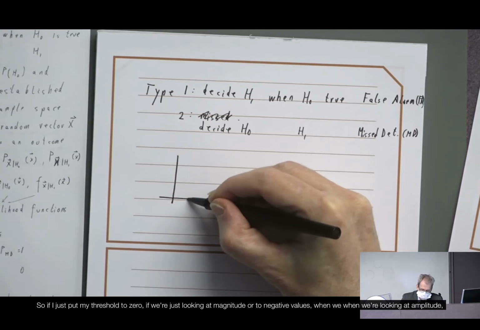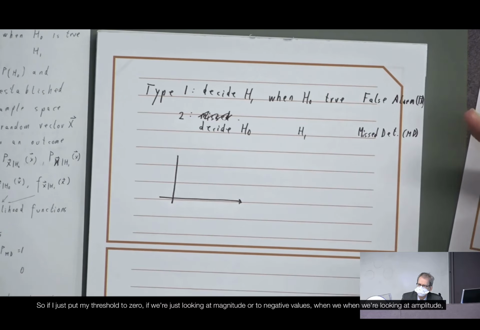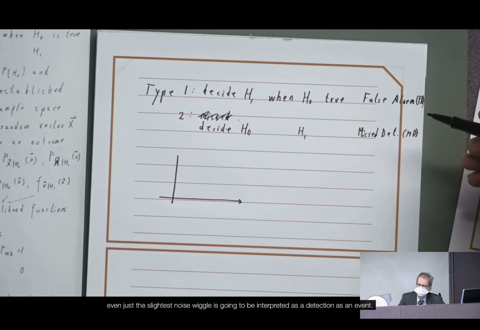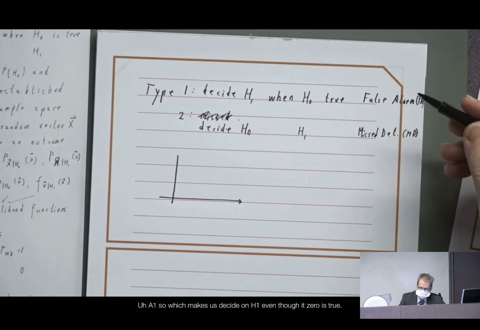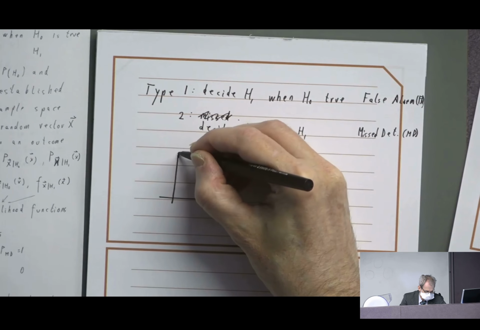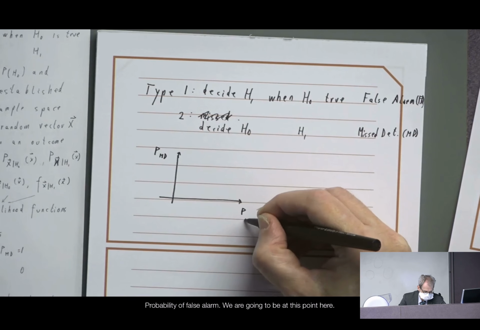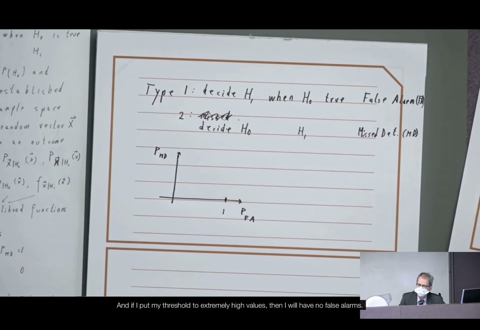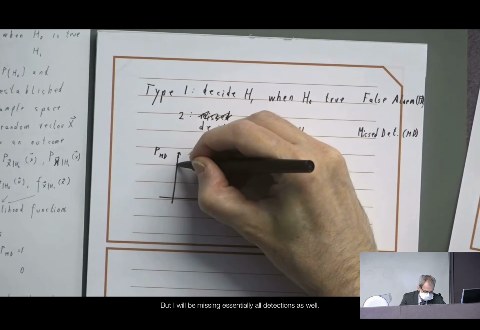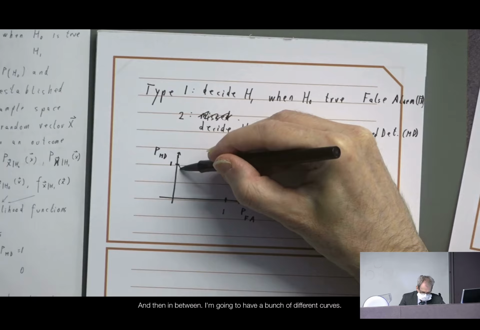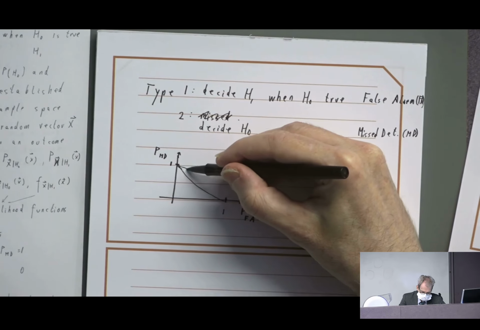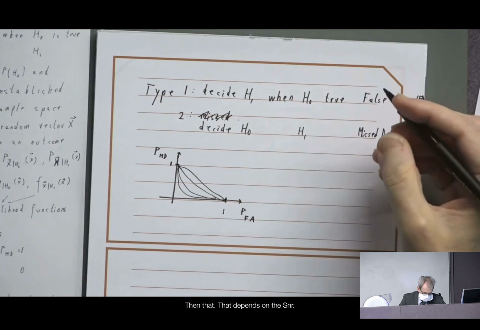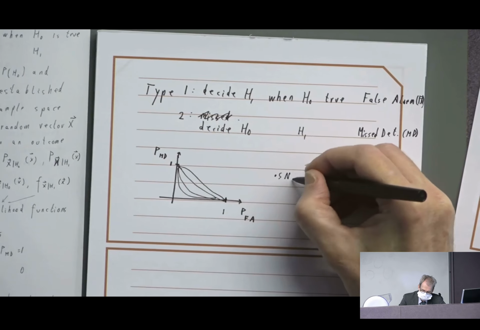So if I just put my threshold to 0 if we're just looking at magnitude, or to negative values when we're looking at amplitude, then I'm going to get a false alarm probability of 1, because anything, even just the slightest noise wiggle, is going to be interpreted as a detection, as an event A1, which makes us decide on H1, even though H0 is true. So if we plot here probability of misdetection, probability of false alarm, we're going to be at this point here. And if I put my threshold to extremely high values, then I will have no false alarms, but I will be missing essentially all detections as well. And then in between, I'm going to have a bunch of different curves. Maybe they're going to look something like this. And which of those curves is actually relevant, then that depends on the SNR and on our detection threshold.